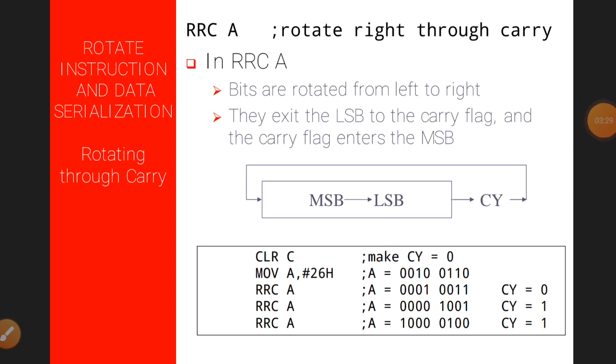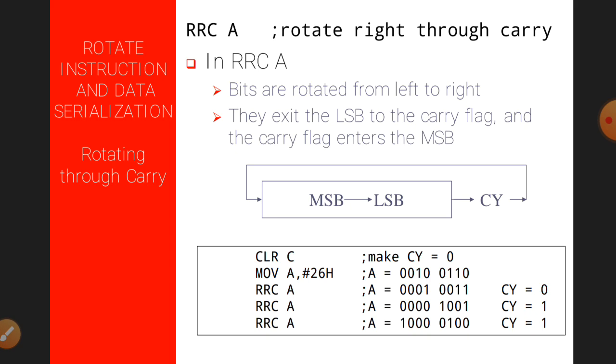The next instruction is rotate right through carry. It means we need to consider the complete number as well as the carry position, and along with the carry, we need to move each bit towards the right side. Whatever is the LSB will first go to the position of CY, the carry, and the carry value will get rotated to the most significant bit position.